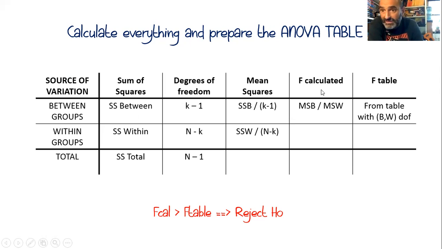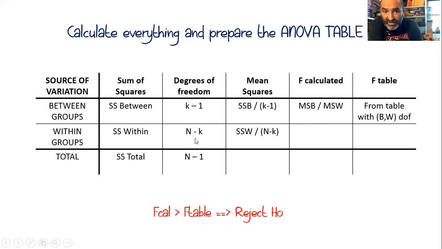Then you have the calculated F. You're doing a two sample variance test between the between variance divided by the within variance. So mean square between divided by mean square within. That's your calculated F. Then you have the F table value for comparison, from the table with between and within degrees of freedom. Between and within degrees of freedom means these numbers: k minus 1 and n minus k.